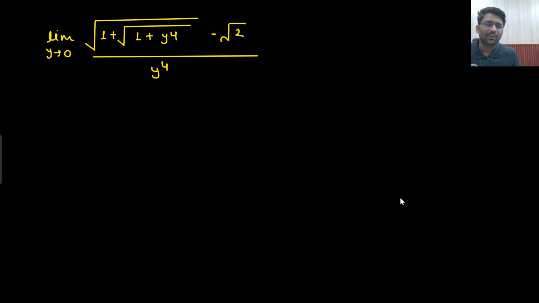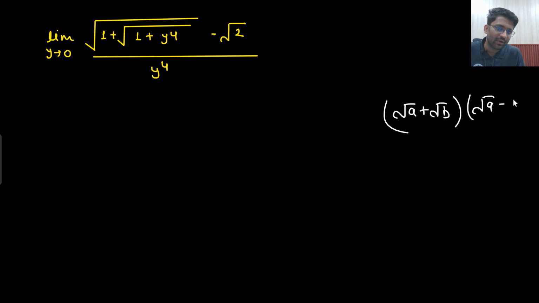I need to kill this under root, no? Let us say under root a + under root b is there. I need to kill this under root. What can I do? I can multiply by under root a - under root b. If I am multiplying, I will have to divide as well. Right? Now what will happen? Let us say this is alpha, this is beta. So (alpha + beta) multiplied with (alpha - beta). So what will you get?